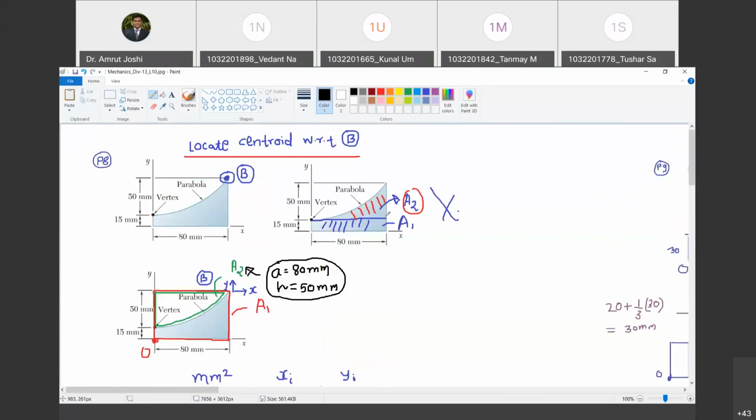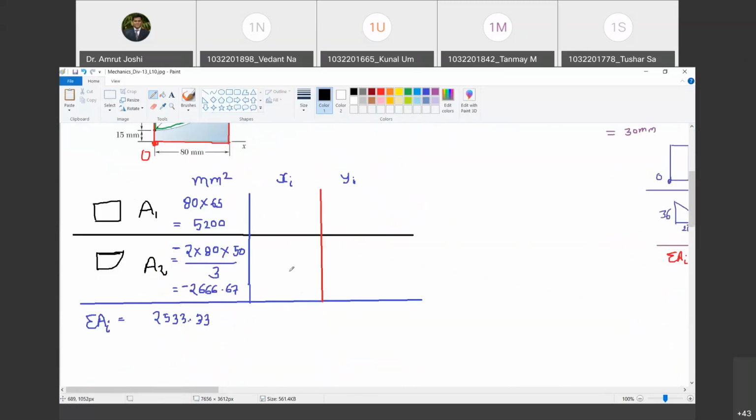If we had considered that case, both A1 and A2 would have been additive. Agreed? Yes, sir. But we are not doing it that way. Therefore A2 is subtractive. Happy? Yes, sir. And what is the area A2? Therefore 2666.67. And if I take summation Ai, of course I have to take summation Ai by considering the sign. So 5200 minus 2666.67 turns out to be 2533.33 mm square. Happy? Yes, sir. So this is the summation Ai.